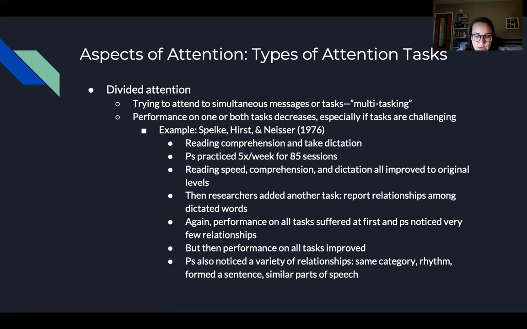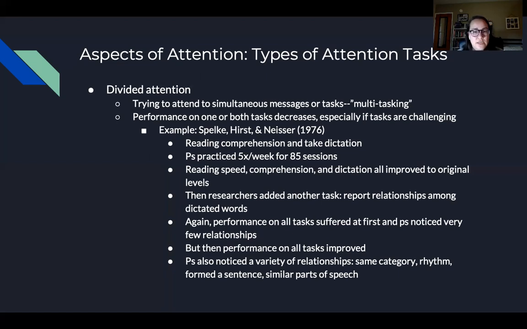Spelke, Hirst, and Neisser had their participants read for really detailed comprehension, and also take down dictation at the same time. They were given a passage, and they had to read it in detail and try to understand what was being said while someone was talking to them and having them write down a message. As you might expect, performance on these two simultaneous tasks was pretty poor, at least at first.